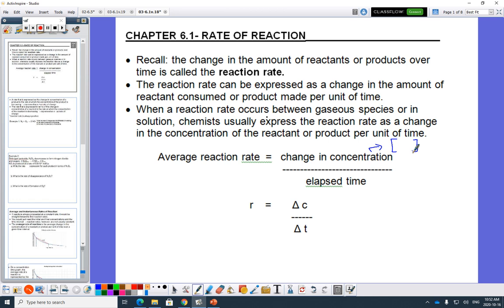Okay? So if you're talking about, say, the concentration of water, for example, no, that's not a good one. Let's say carbon dioxide, then instead of writing concentration of carbon dioxide, we're going to use this. Square brackets, okay? So again, you're going to see this notation again, actually basically for the rest of the course.